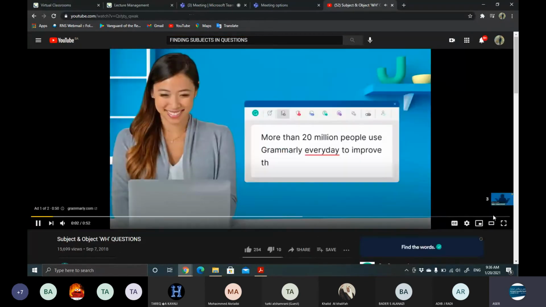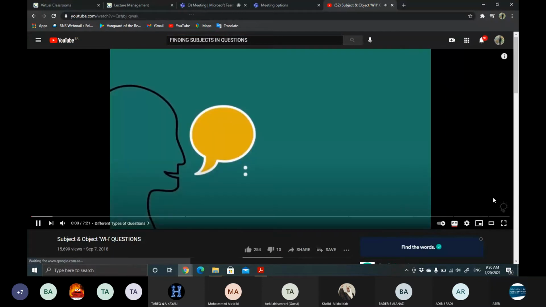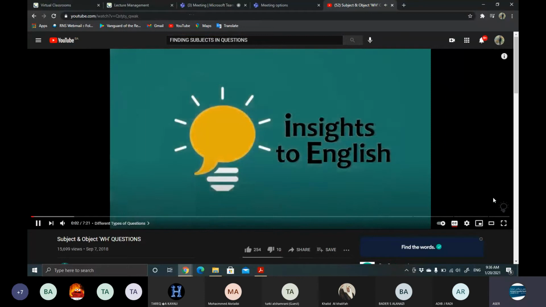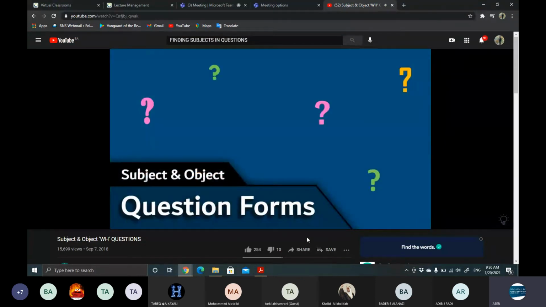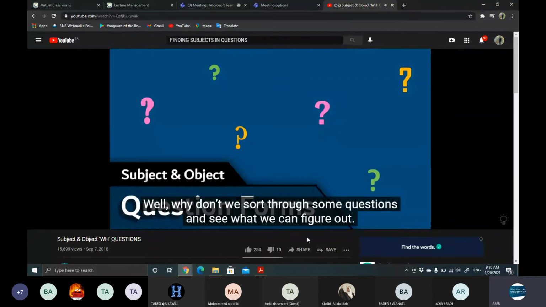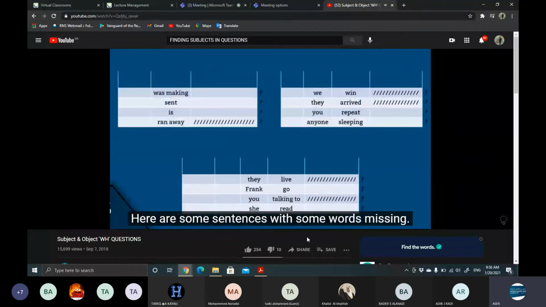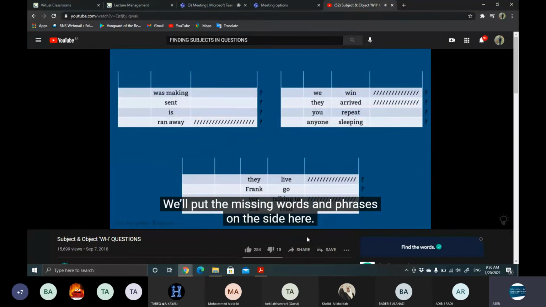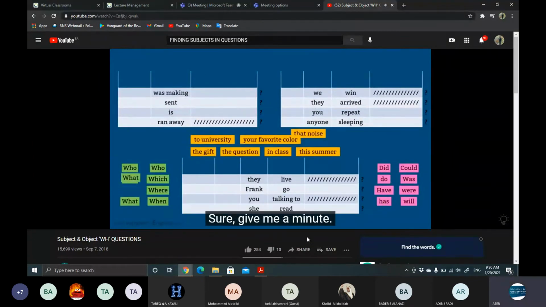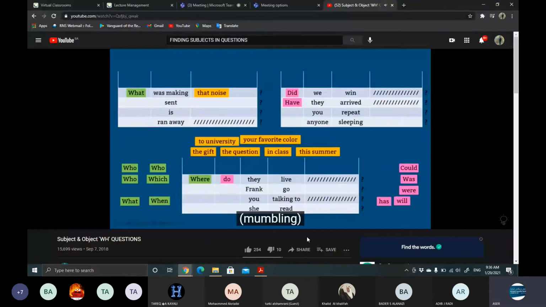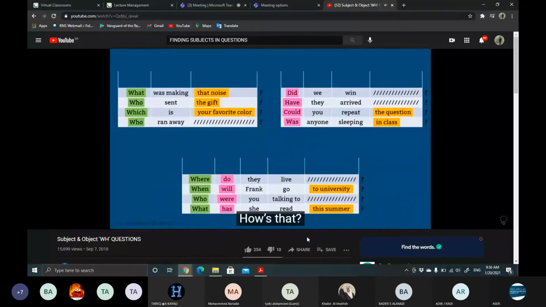More than 20 million people use Grammarly every day to improve their writing. Did you know that there are different question types? Really? Like what? Well, why don't we sort through some questions and see what we can figure out? Okay. Here are some sentences with some words missing. We'll put the missing words and phrases on the side here. Could you fill in the blanks to make some nice questions? Sure, give me a minute. Done. How's that? That's good.